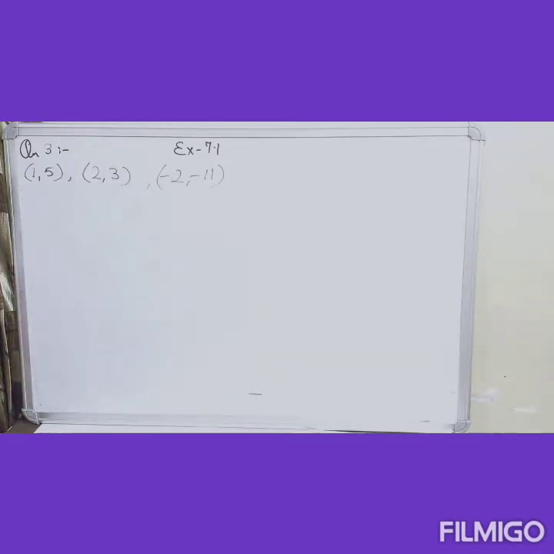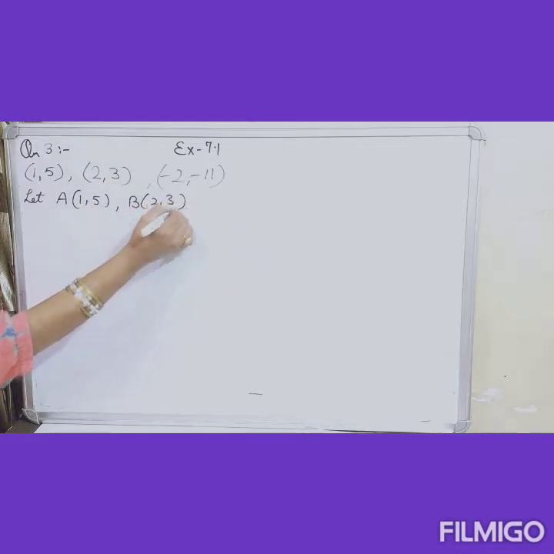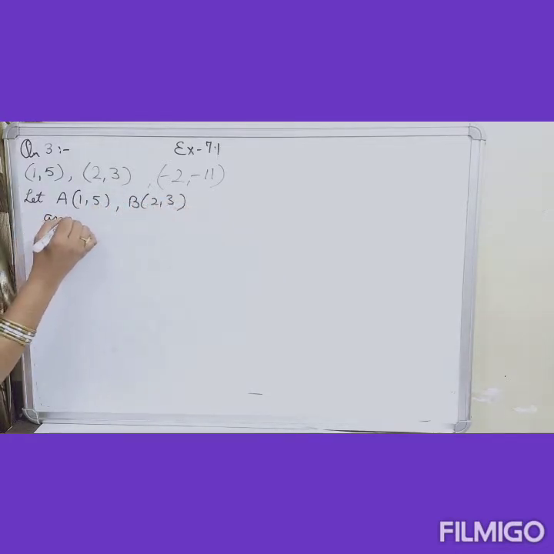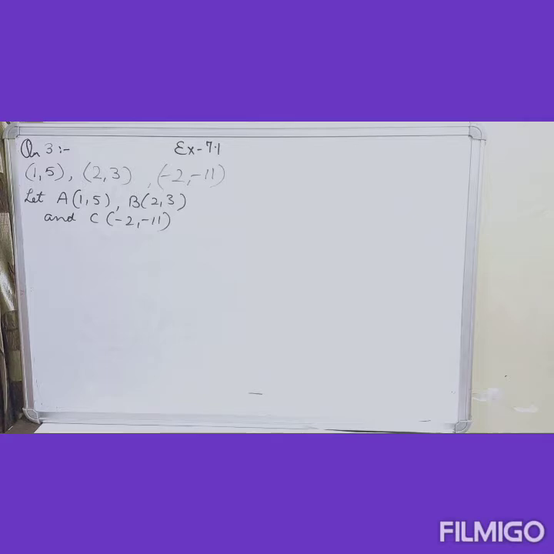Now we have to give names to these points first. Let the first point be A, the second point B, and the third point C. And we have to check whether these 3 points are collinear or not. So how can we do that? First of all, we have to find the distances AB, BC and AC, right?